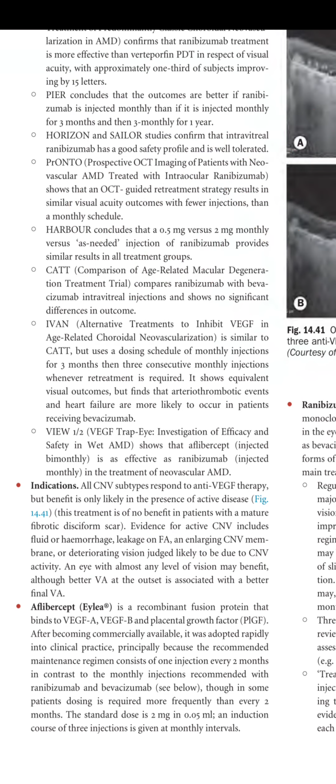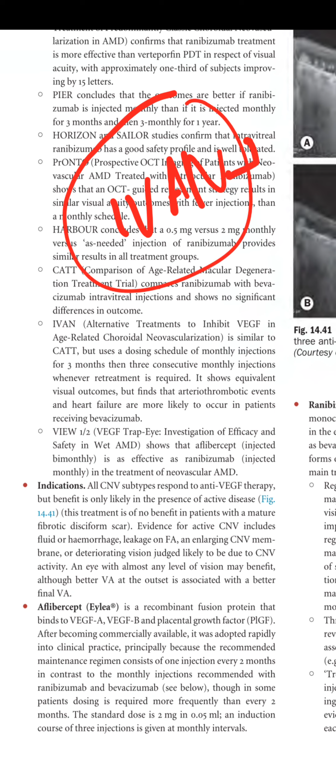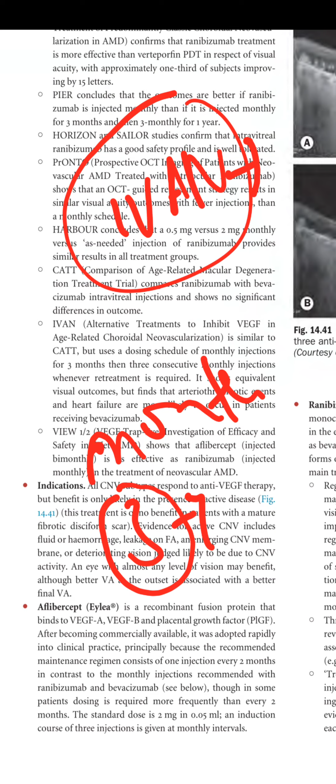The IVAN study is an alternative treatment to inhibit anti-VEGF in age-related choroidal neovascularization. It is similar to CATT but uses a dosing schedule of monthly injections for 3 months, then 3 consecutive monthly injections whenever retreatment is required. It shows equivalent visual outcome but finds that arteriothrombotic events and heart failure are more likely to occur in patients receiving bevacizumab. So IVAN is basically studying the dosing schedule, and it shows that using a dosing schedule of monthly injections for 3 months, and then injections whenever retreatment is required, gives similar results.